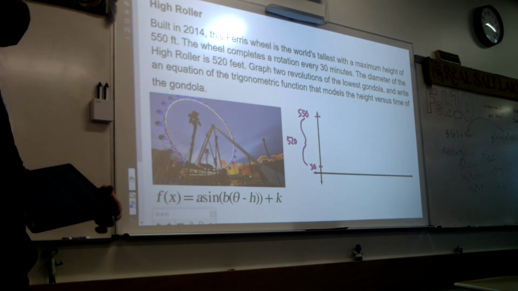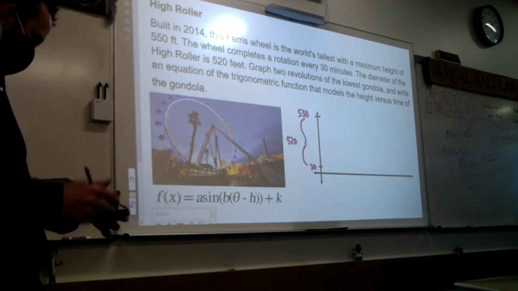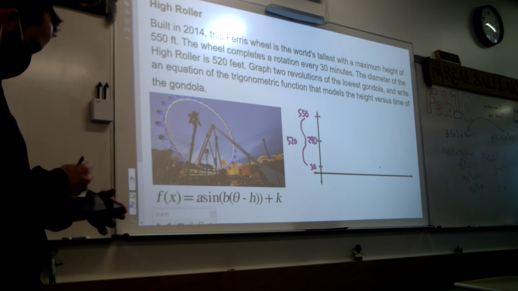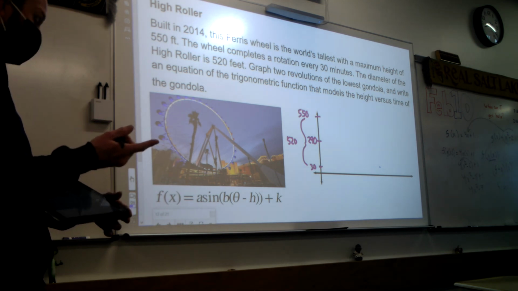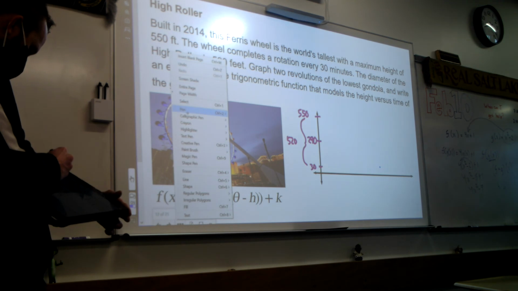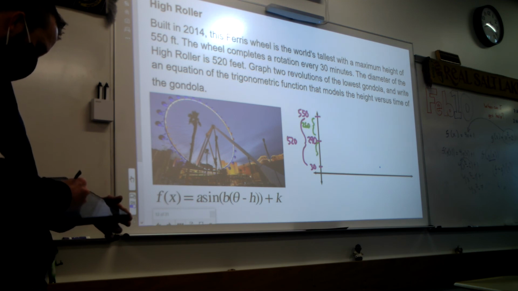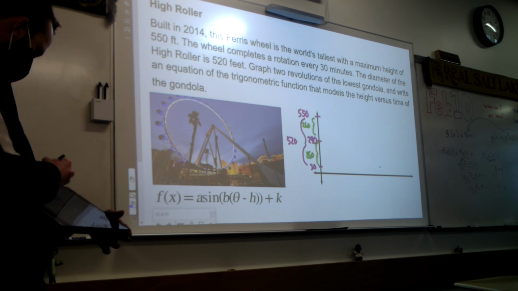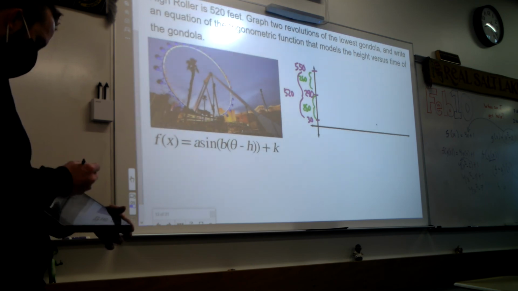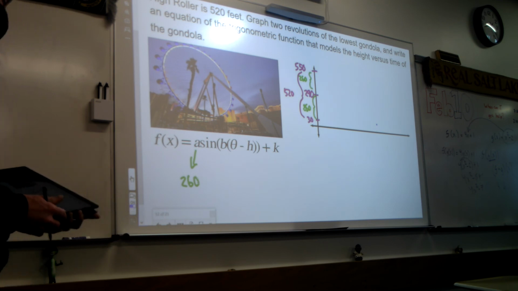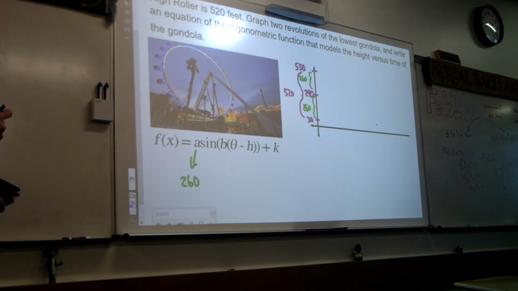Did you figure that out, Peyton? Great. How did you get that? Which is 260, right? Awesome. So I'm going to write that in here. This distance right here is 260, and this distance here is 260. What does that mean 260 is? That's the amplitude. Awesome.